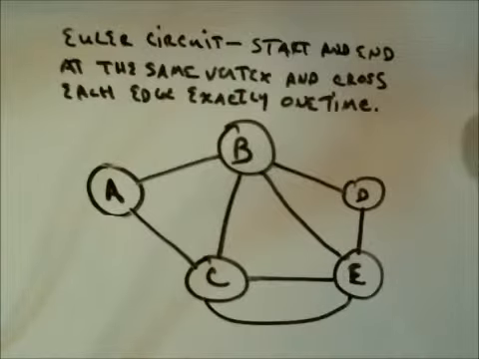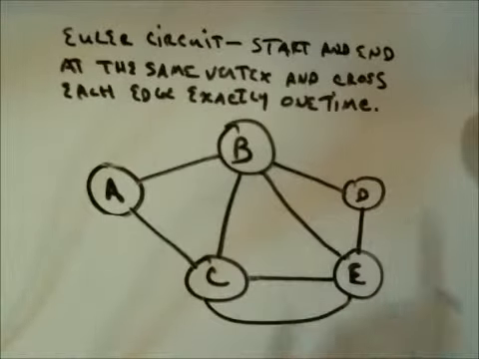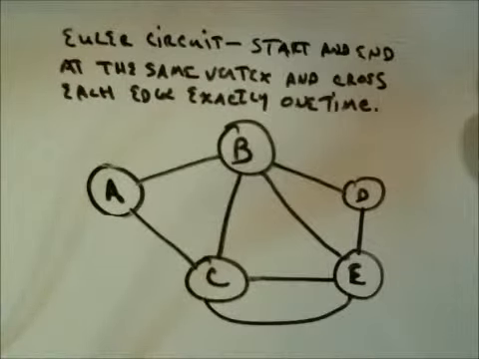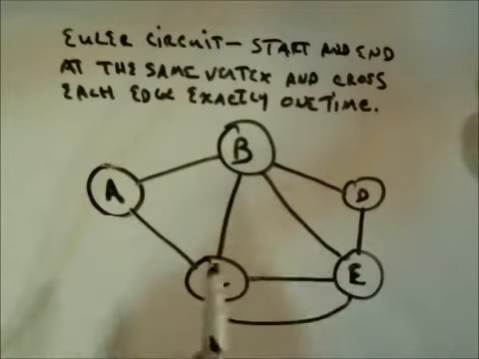First of all, in order to find an Euler circuit in a graph, you have to have a graph where every vertex is of even degree. Remember what degree is. Degree is the number of edges entering a vertex.